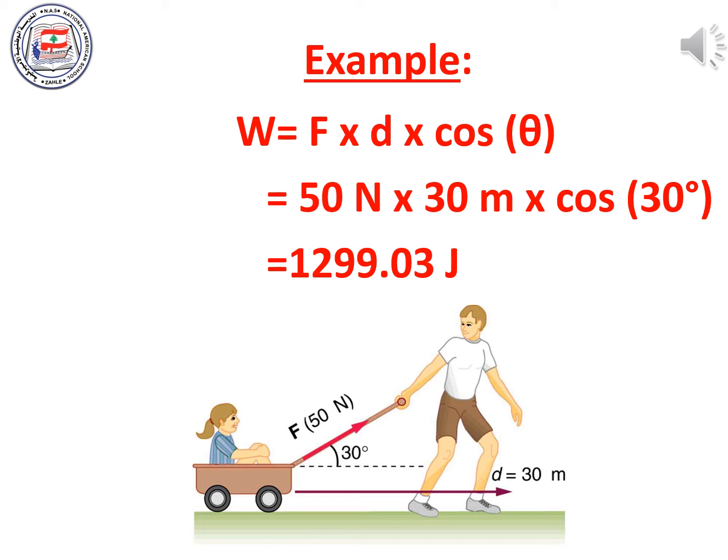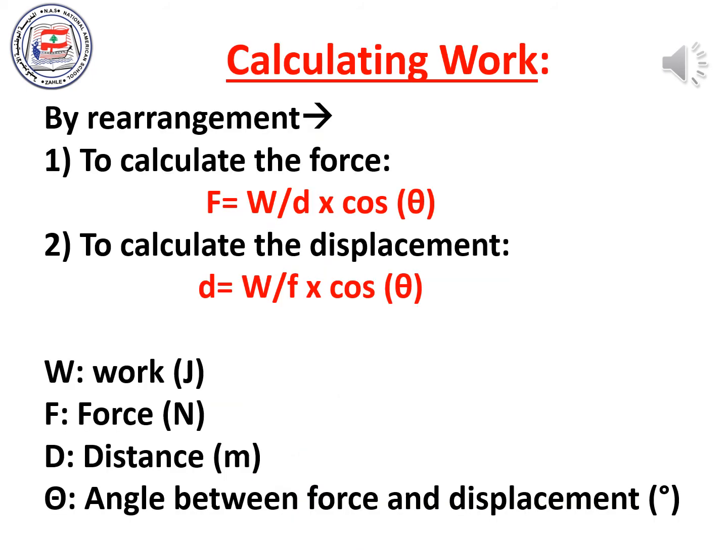In this case, in order to calculate work, we cannot just multiply force and distance. We only need to consider the component of the force that is in the same direction as the displacement. So we calculate force times the displacement times cosine angle, and here the angle is the angle between the force and the displacement. So 15 newtons times 30 meters times cosine 30 degrees will be equal to 1299.03 joules.